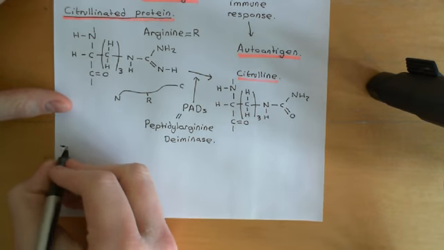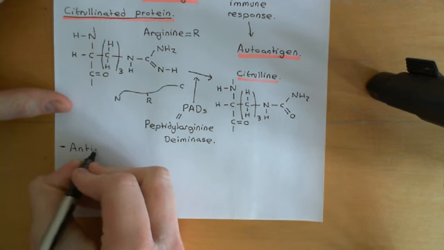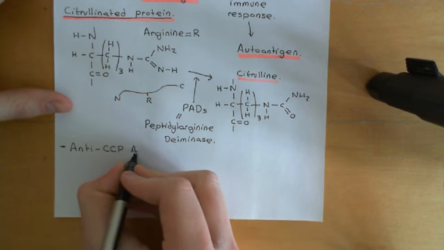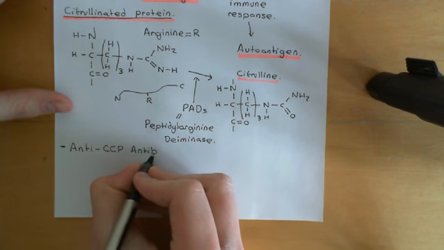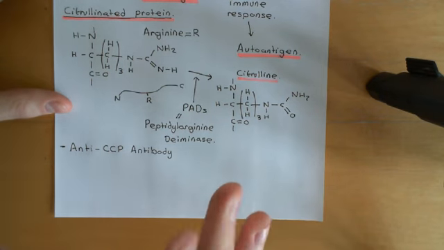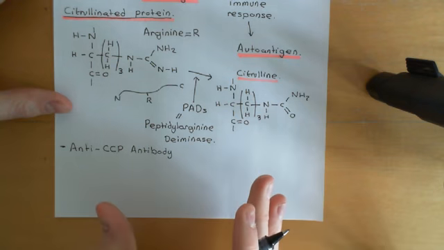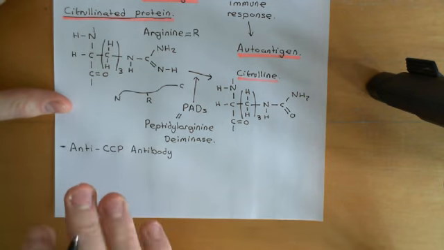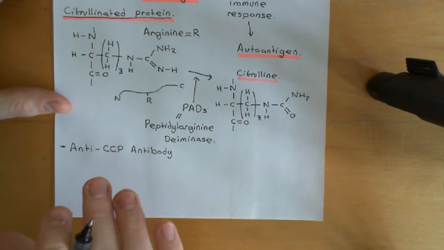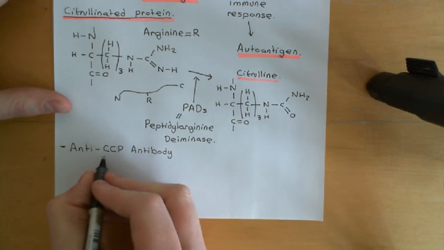Okay, so basically we have a test which tests for what are known as anti-cyclic citrullinated protein antibodies, and I'll explain exactly what that means in a moment. So when we suspect that someone has rheumatoid arthritis and we want to confirm the diagnosis, one of the tests you can do is test whether they have anti-cyclic citrullinated protein antibodies within their blood.